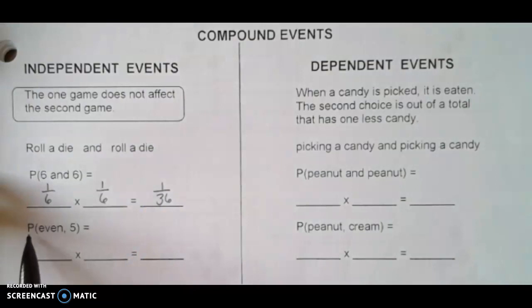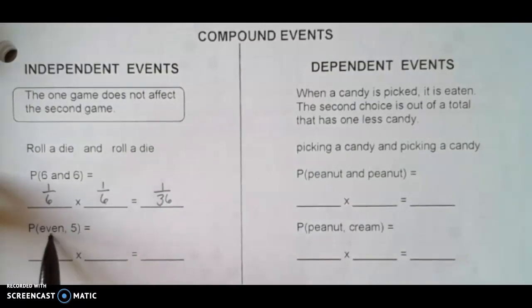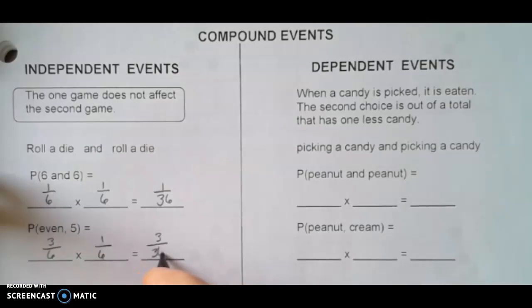The next probability I want is an even number followed by a 5. So let's start with the probability of getting an even number. That's 2, 4, and 6, so 3 out of the 6 sides are even. Now I want to get 5 the second time I roll the die. That's going to be a 1 out of 6 probability. I multiply 3/6 by 1/6, which gives me 3/36, and that simplifies down to 1/12. So my second probability was never affected by the first probability.